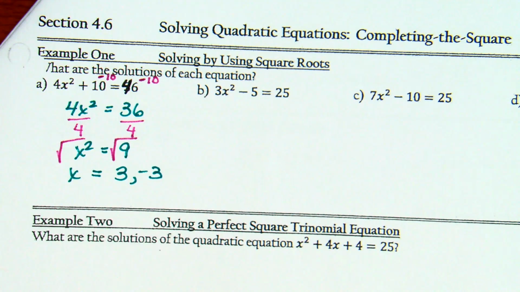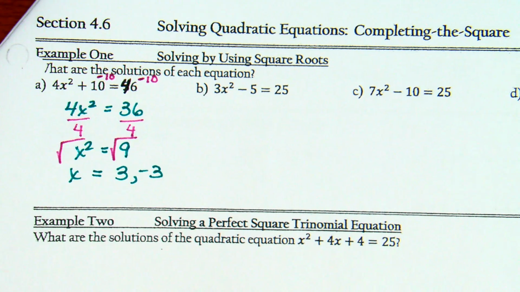But what you always hear me say is, in an equation setting, you have to consider both the positive and the negative. Negative 3 times negative 3 is also positive 9. Now, you could write it like I did, as 3 comma negative 3. You could also write it as x equals plus or minus 3, if you want. I will accept either or.